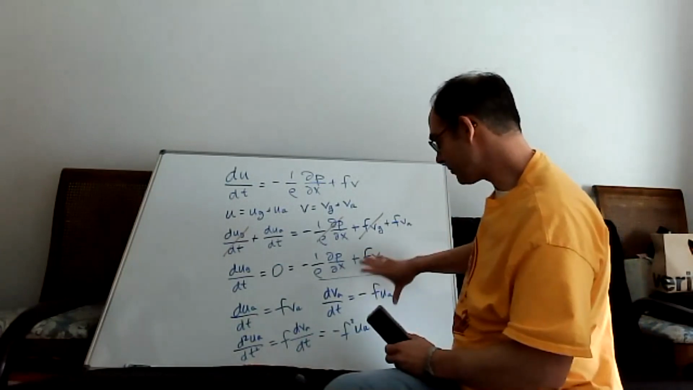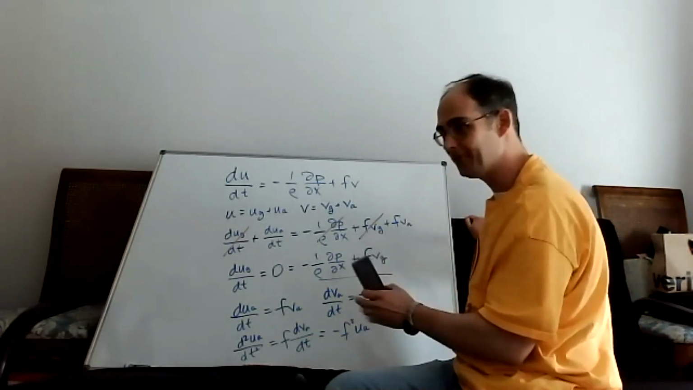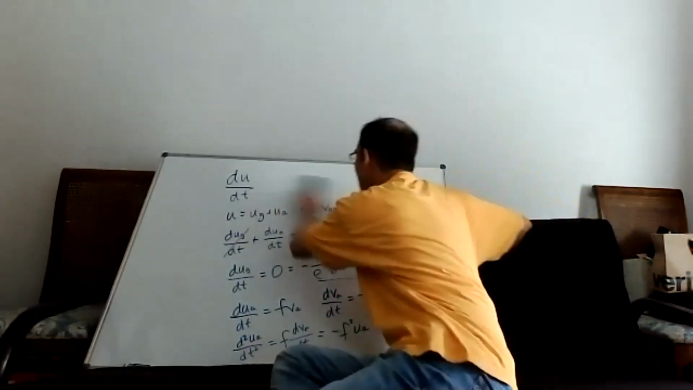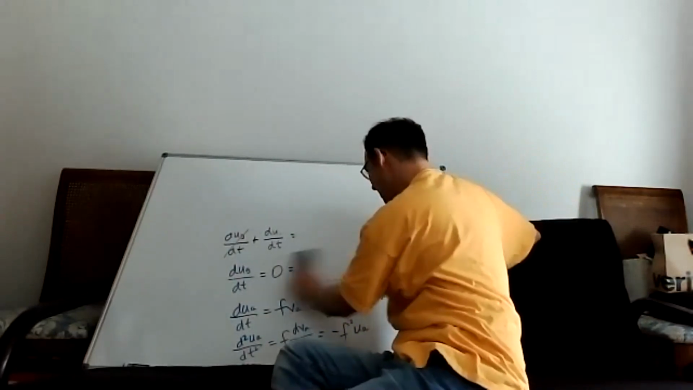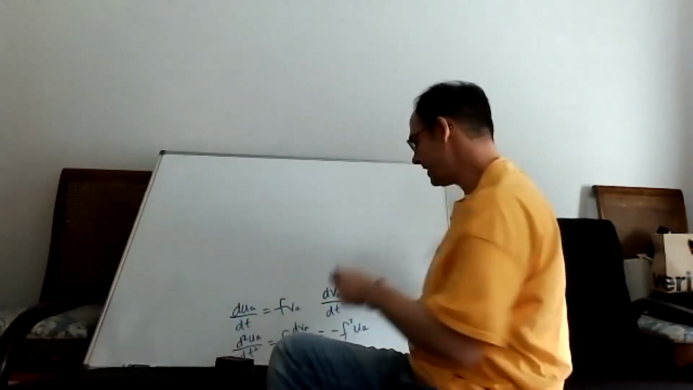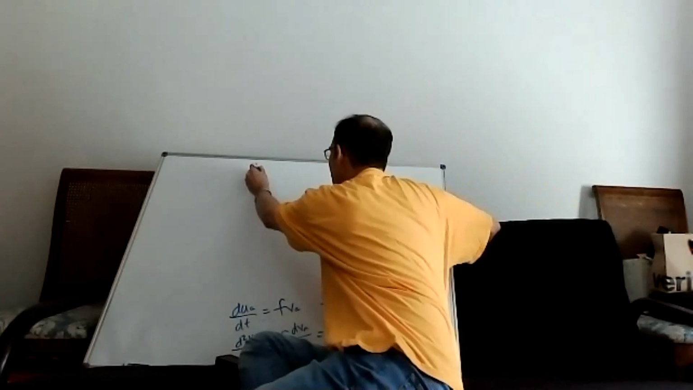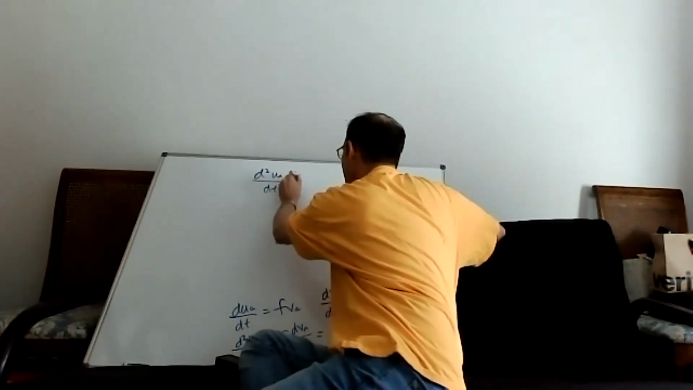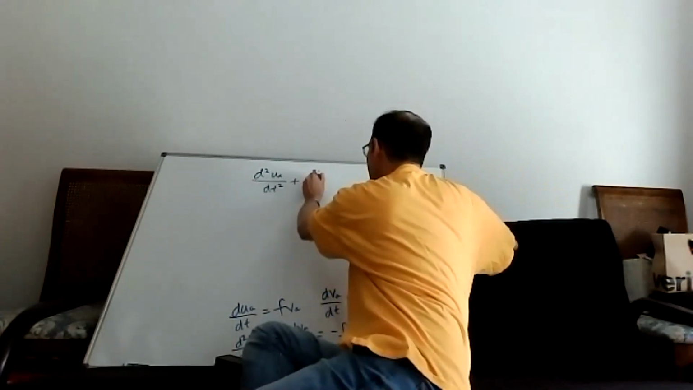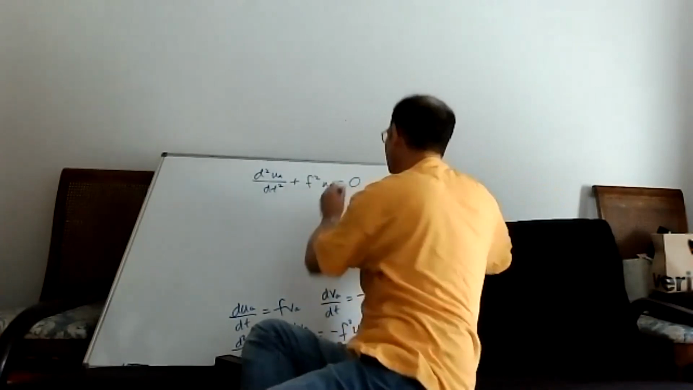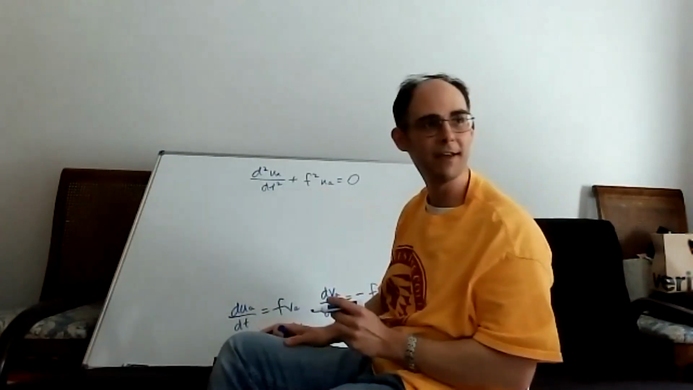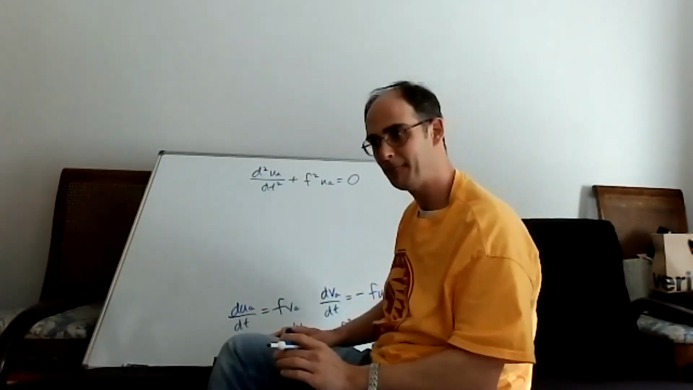So what I'm going to do now is erase this so we can come back up to the top of the board, since I'm kind of out of board space. We'll leave the bottom part up for right now. But what this yields is an equation of the form d squared u_a/dt squared plus f squared u_a equals 0. And this now is just a second order ordinary differential equation with constant coefficients.